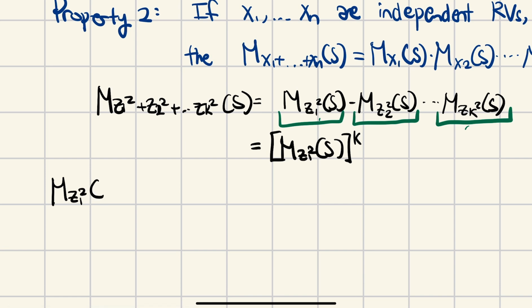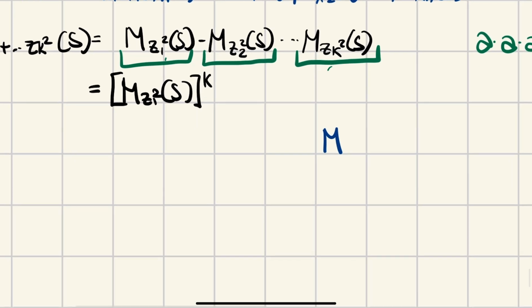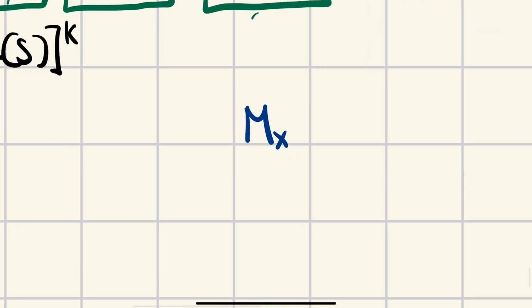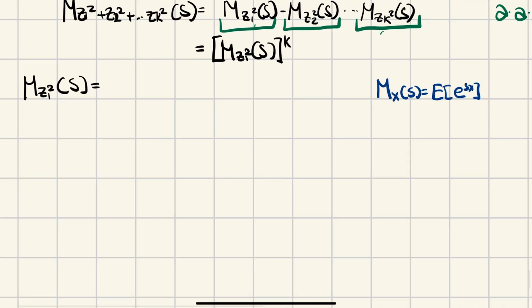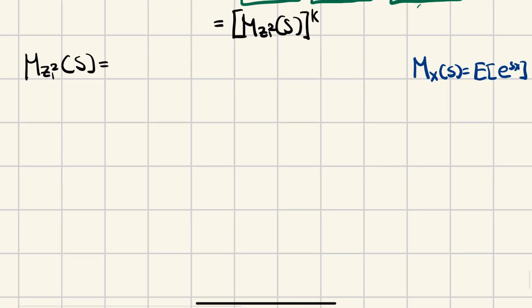The definition of MGF, if you forgot, is, for a random variable x, the expectation of e to the power of sx. So the MGF of z1 squared at s would be the expectation of e to the power of s z1 squared.